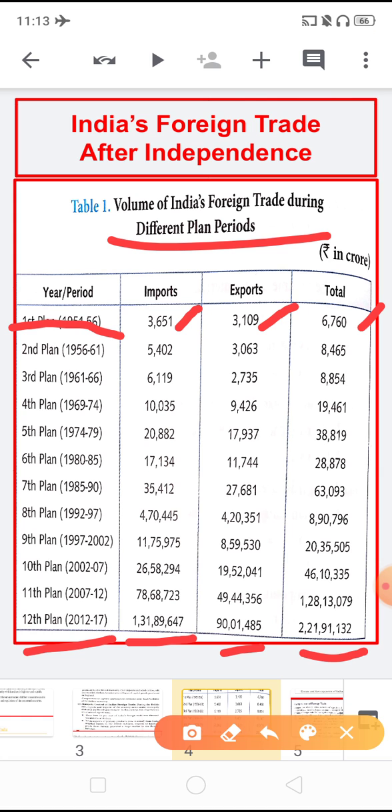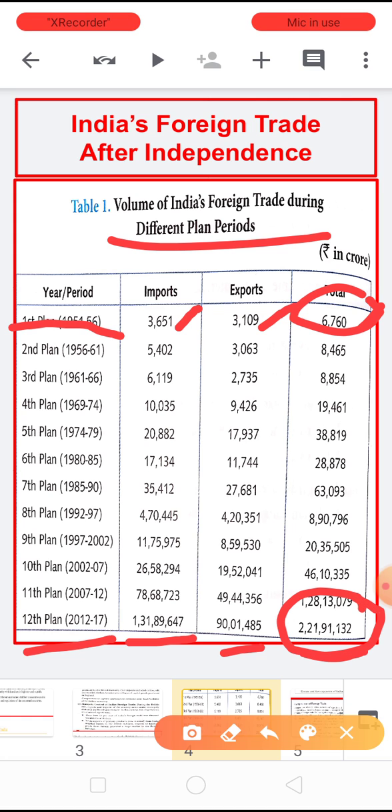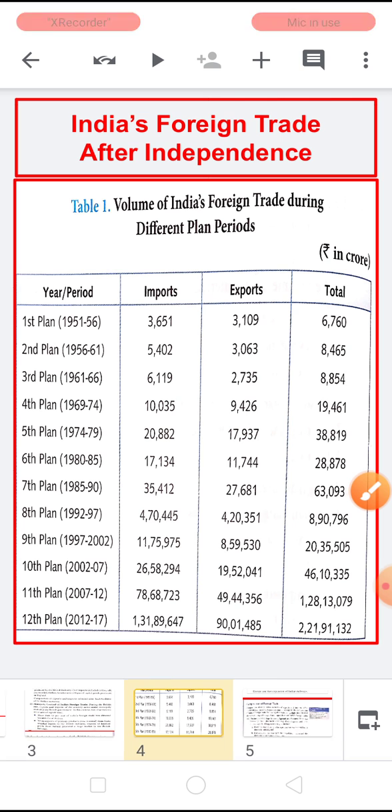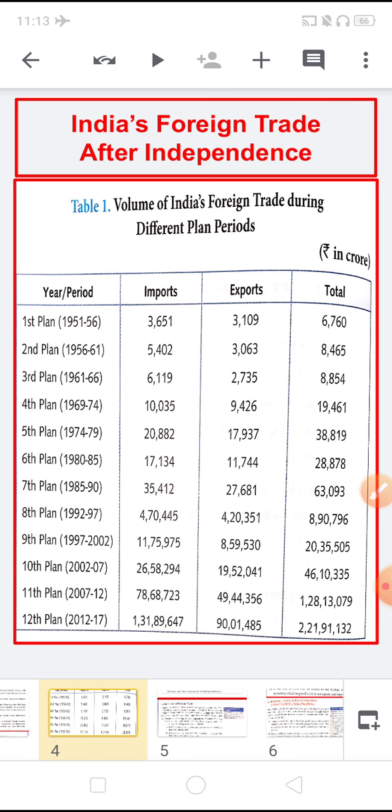It has risen from 6,760 in the first 5-year plan to 2 crores 21 lakhs 91,132 crores in the 12th 5-year plan, which shows a rise of 3,282 times. And during this period, import increased by 3,612 times and export rose by 2,895 times. So this is basically the volume of India's foreign trade after the country's independence.